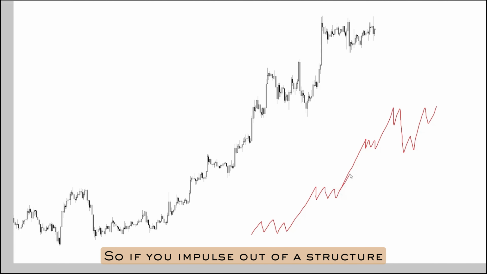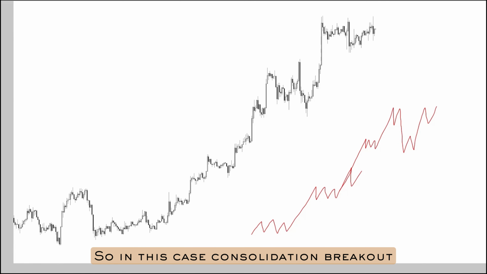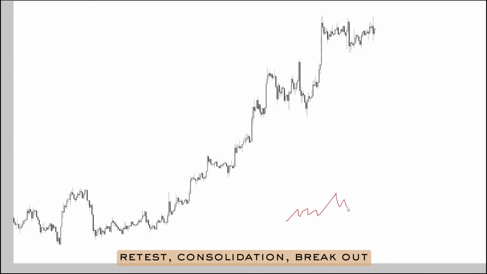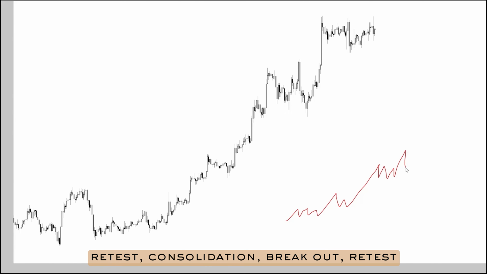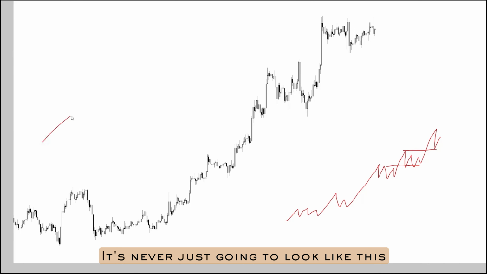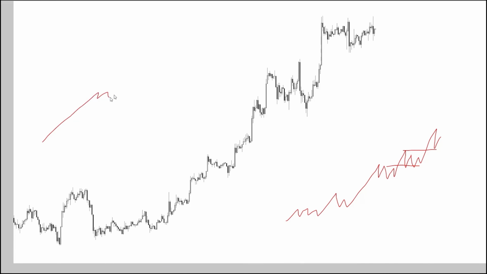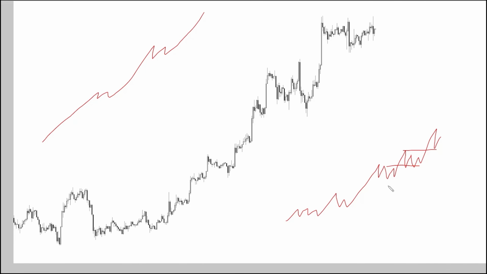So if you impulse out of a structure, look for it to be successfully retested. So in this case, consolidation, breakout, retest, consolidation, breakout, retest. As long as these structures preceding it are holding, again, continuation is never clean. It's never just going to look perfectly like this, with all of this expanse and gap in between.